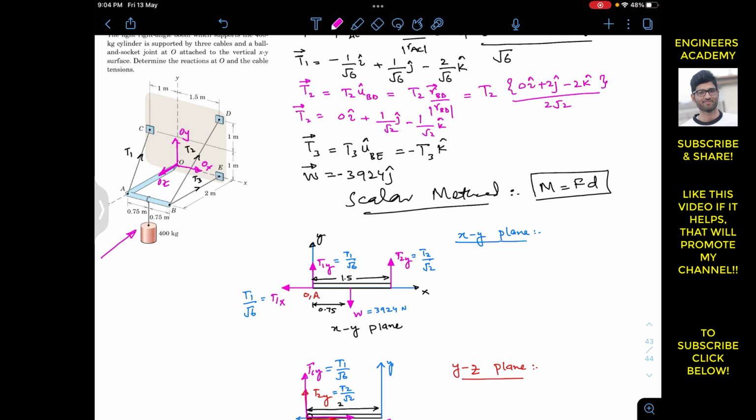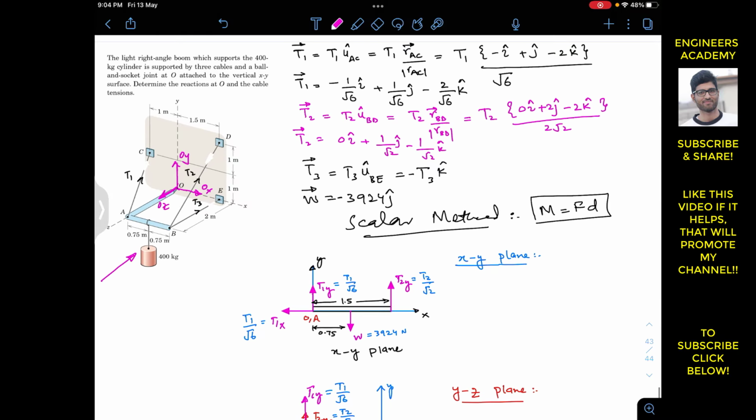And let me represent the components of T2. If I cut these ropes, T2 has two components, right? As we can see, T2 has 0i, no component along the x-axis, and it has one component along the j and one component along the k. So this is T2z, and it will have one component along the y-axis. So this is T2y, and it has no x component.